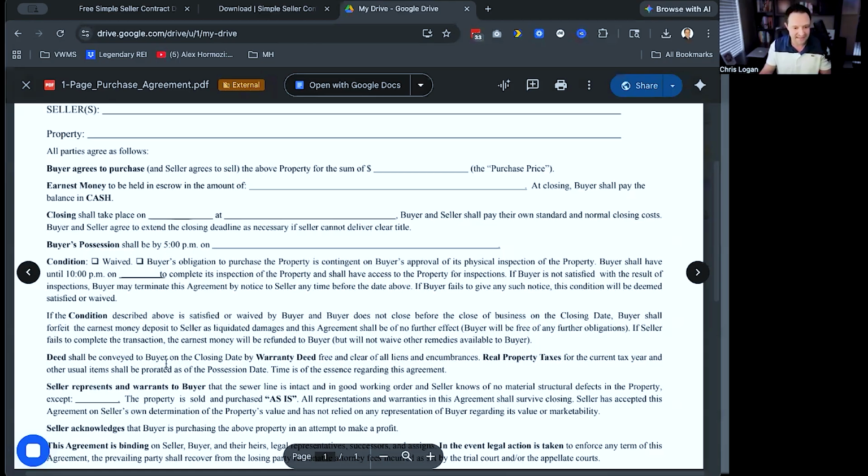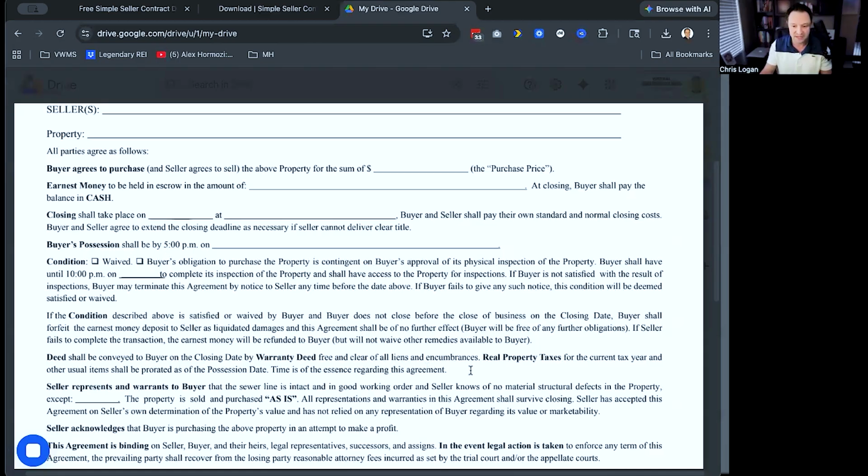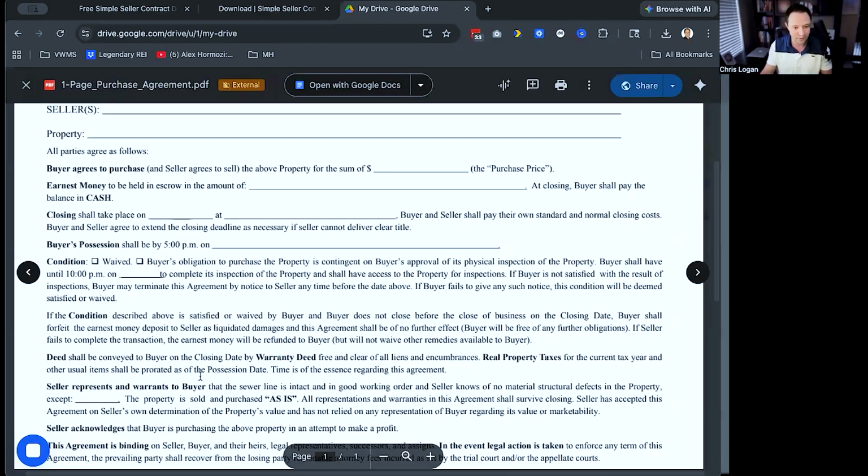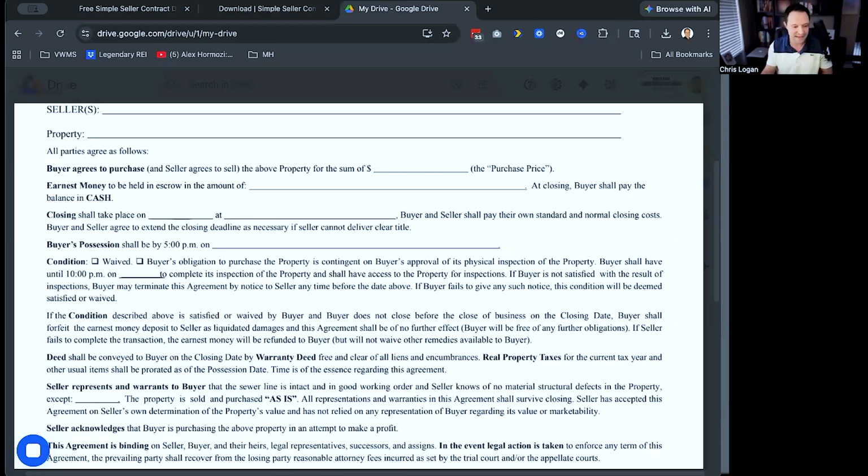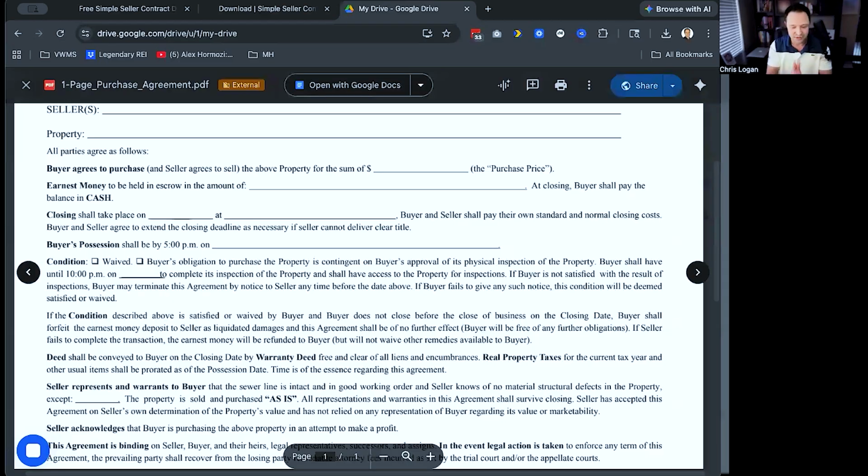Deed shall be conveyed to buyer at the closing date by warranty deed, free and clear of any liens or encumbrances. Real property taxes for the current tax year and other usual items shall be prorated as of the possession date. Time is of the essence regarding this agreement. This is basically saying once the property transfers from the current owner to the end buyer, it's going to be done so on the closing date by a warranty deed. This is the most common way and cleanest way to transfer ownership from one person to another, free and clear of any liens or encumbrances.